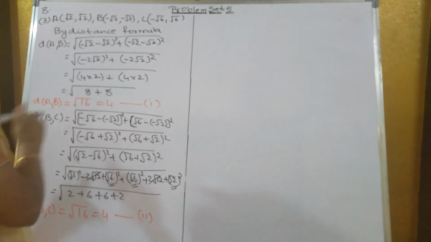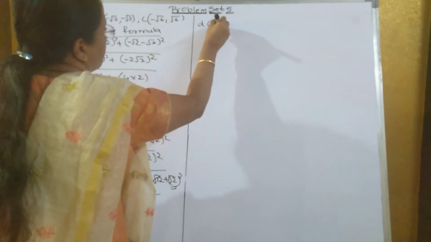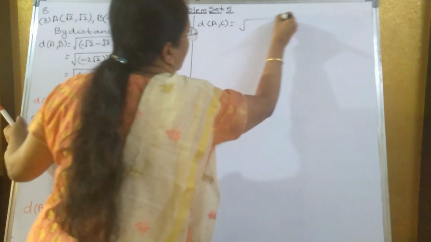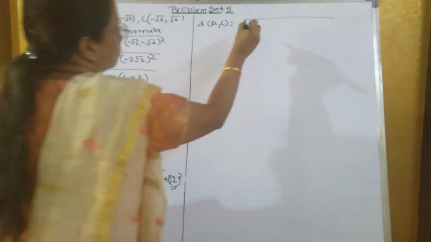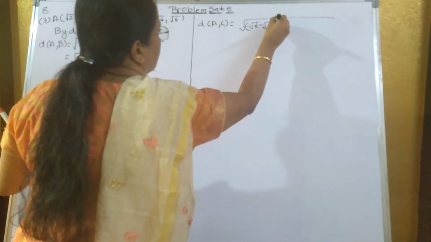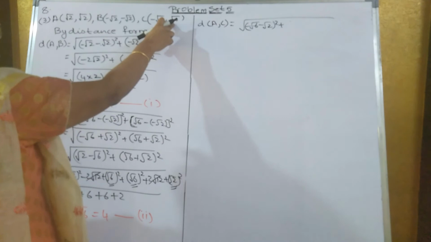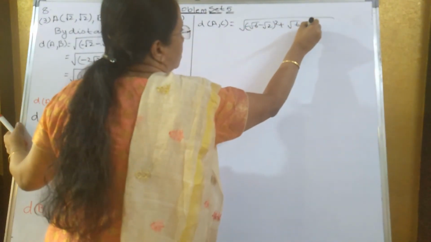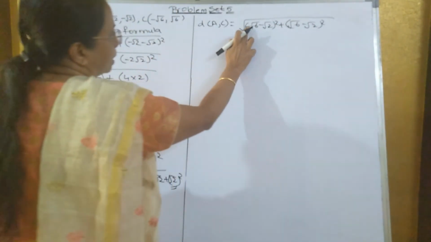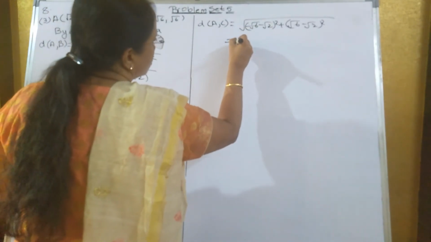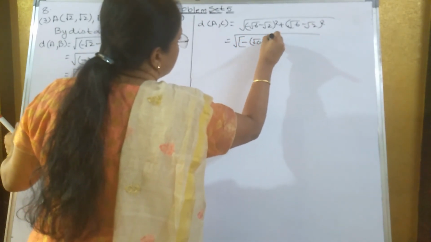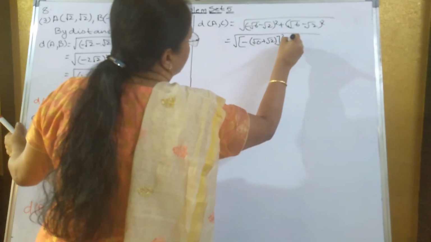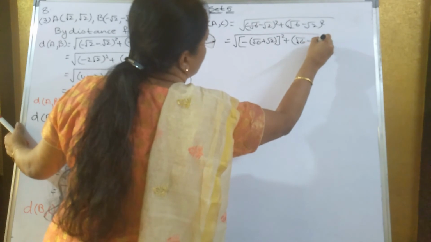Now we'll find out distance AC. Distance AC is equal to minus root 6 and minus root 2 the whole square plus root 6 minus root 2 the whole square. Now here both are negative, so for your convenience you can take the negative sign outside and keep inside positive, so it will become easy for you to do the calculation. Plus root 6 minus root 2 the whole square.